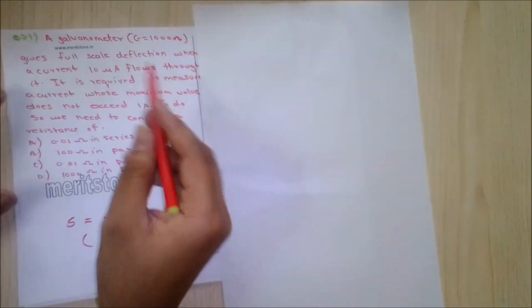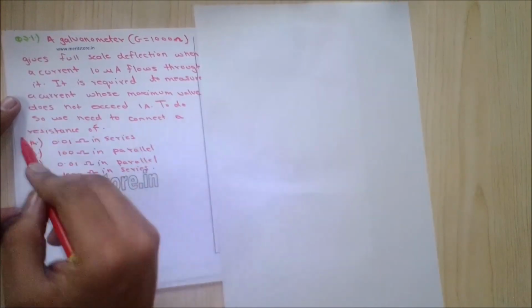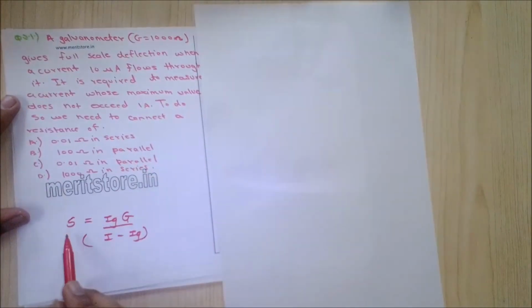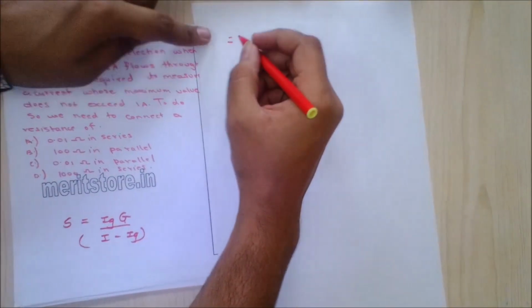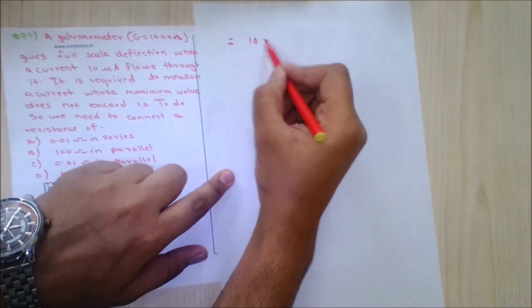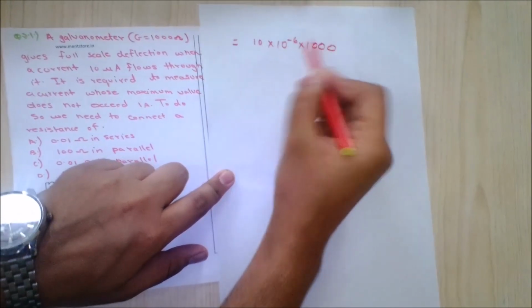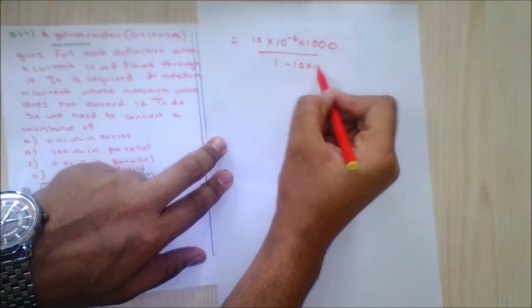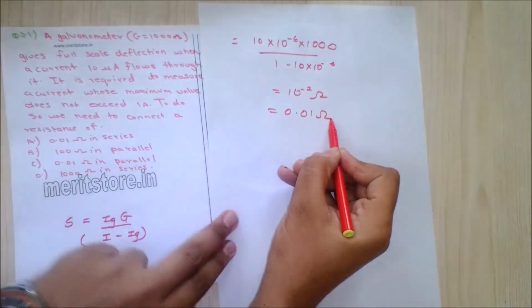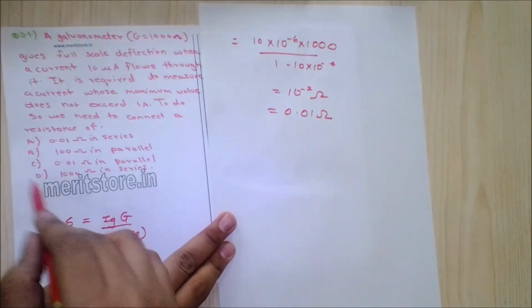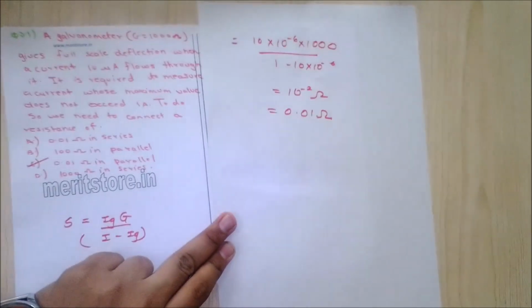Question number 21. A galvanometer G is equal to 1000 ohm gives full scale deflection when a current of 10 microampere flows through it. It is required to measure a current whose maximum value does not exceed 1 ampere. To do so, we need to connect a resistance of. So we know S is equal to Ig G upon I minus Ig. So now, on putting the values, what we get is 10 into 10 raised to minus 6 into 1000 upon 1 minus 10 into 10 raised to minus 6, which gives us 10 raised to minus 2 ohms. That is 0.01 ohm in parallel. So option C, 0.01 ohm in parallel, is the correct answer.